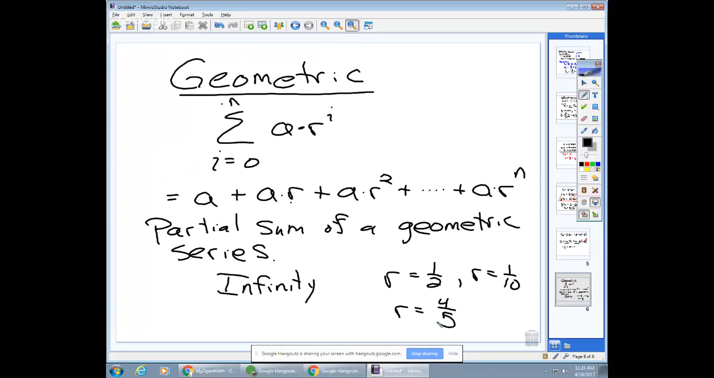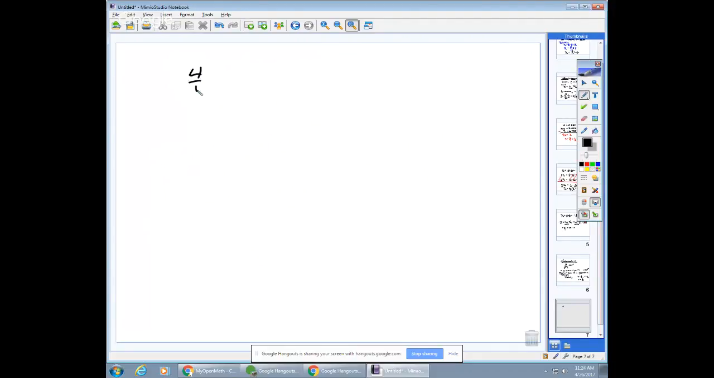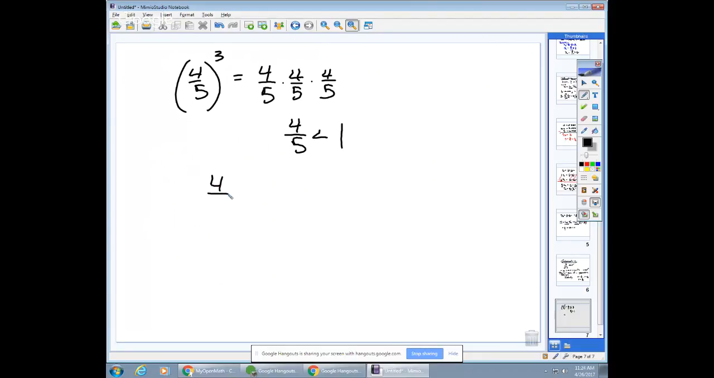So let's think about that for a moment. Let's consider just the sequence aside from the series. If I take 4/5 and I raise it to some power, like 3, that means take 4/5 times 4/5 times 4/5. Now 4/5 is less than 1, correct? So that means if I multiply something by 4/5, it's going to be smaller than it used to be. So my point is that 4/5 to the power n is decreasing.